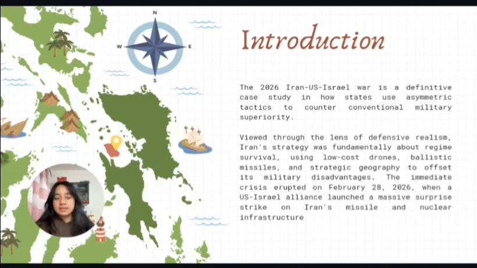Therefore, this case study is very useful to see how a state shapes its military approach, how it can survive, and how its security concerns come into play. The immediate attack erupted on the 28th February 2026 when a US-Israel alliance launched a surprise strike on Iran's military and nuclear infrastructure, killing the supreme leader Ayatollah Ali Khamenei.